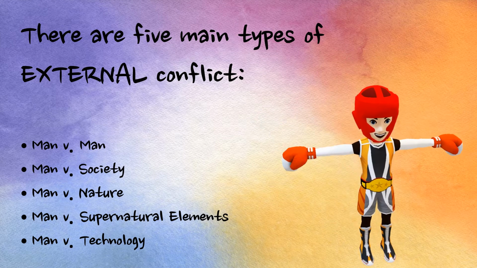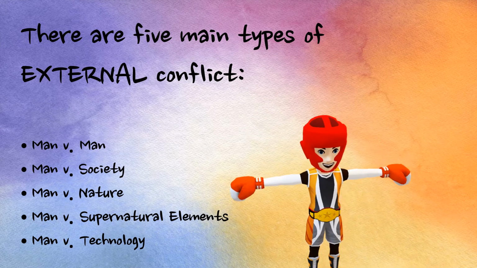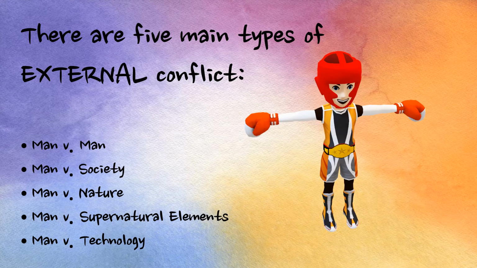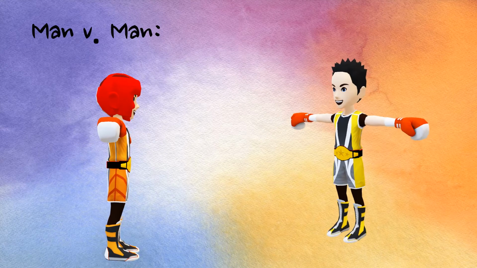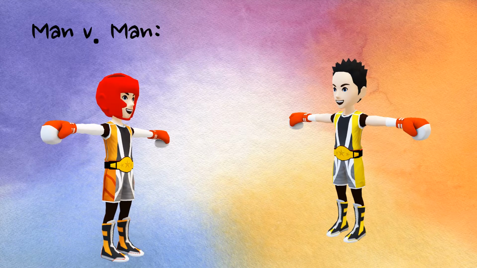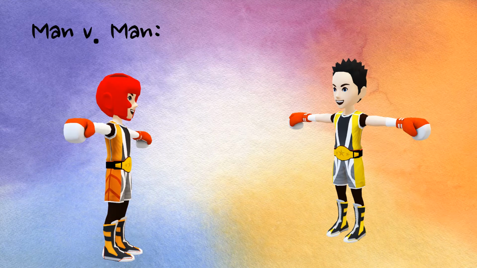There are 5 main types of external conflict: man versus man, man versus society, man versus nature, man versus the supernatural, and man versus technology. A man versus man conflict involves a mental or physical struggle between 2 or more characters. A great example is a protagonist going up against an antagonist. And although it's termed a man versus man struggle, it could involve any gender.